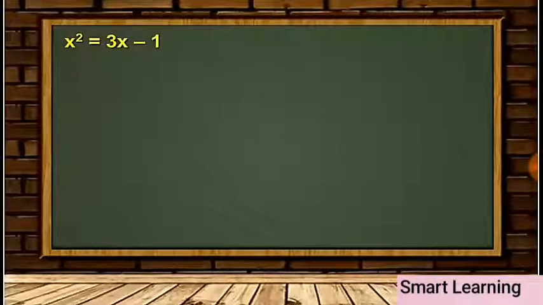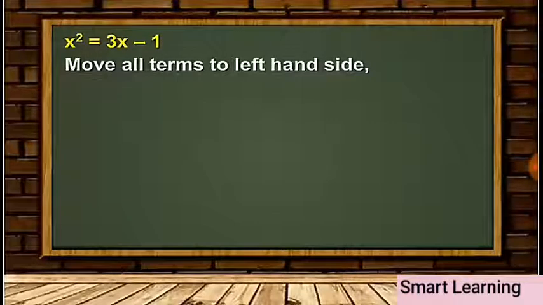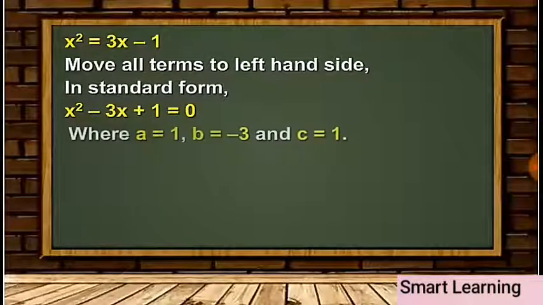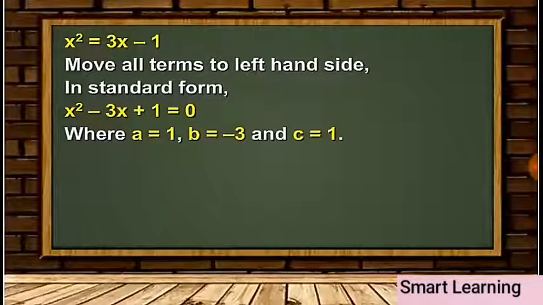But sometimes a quadratic equation is not in its usual form. This is a quadratic equation in disguise. Move all terms to the left-hand side and you have the equation in standard form. In standard form, the equation is x² − 3x + 1 = 0, where a = 1, b = −3 and c = 1.